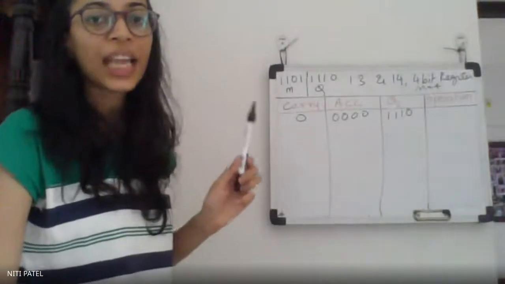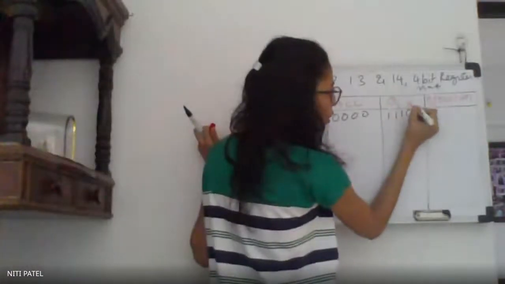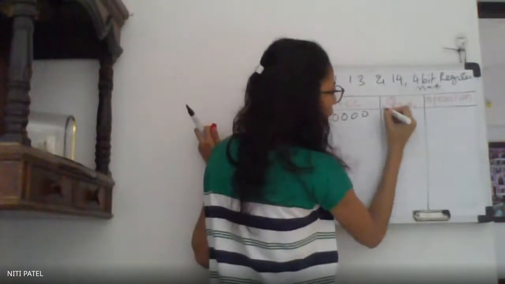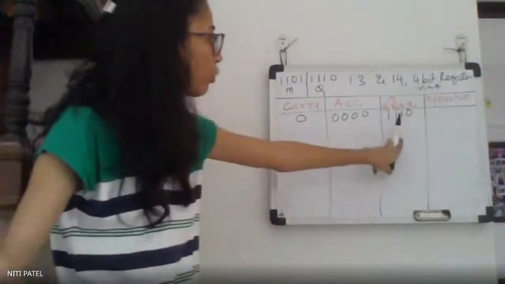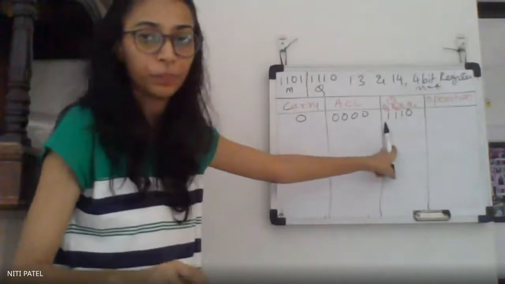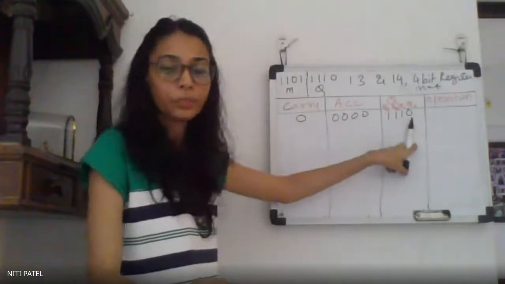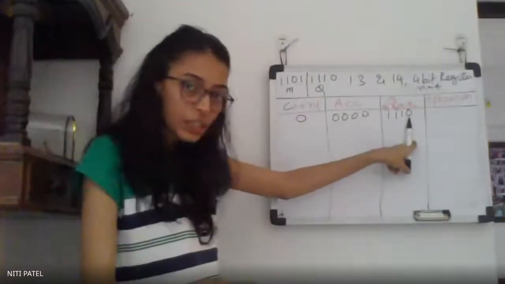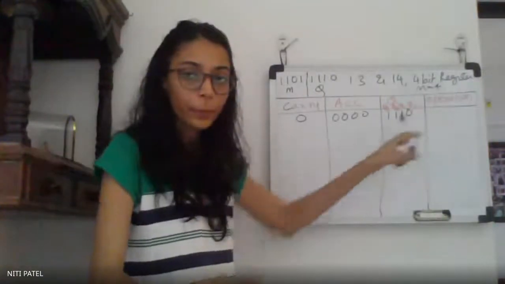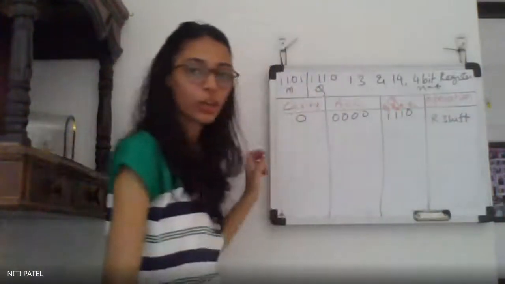Yes, ma'am. Now what is the algorithm telling? Check the value of Q0. What is my Q0? This is Q0, Q1, Q2 and Q3. Can you see that on the board? I have written Q0, Q1, Q2 and Q3. Now what I have to check is whether Q0 is 0 or not. Is it 0? Yes, ma'am. So if it is 0, what operation I have to perform? Right shift. Yes or no?